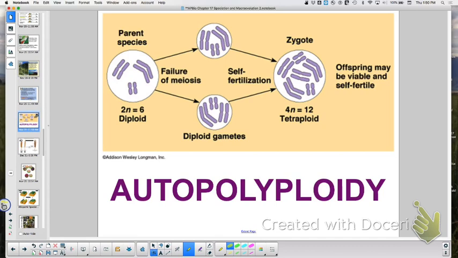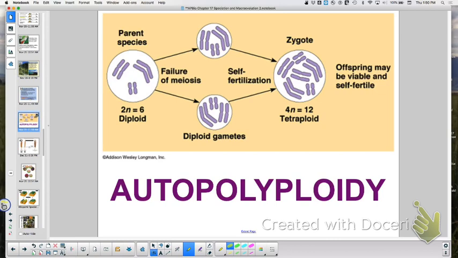Okay. So I'm going to tell you, they cannot go back and have sex with the parent offspring because their 4N number is now 12, so their haploid number is what? Six. Whereas the parent plant's haploid number is? Three. 2N equals 6, 3, right? So they can't go back and breed with the parents, and this is reproductively isolating. And so that is autopolyploidy.